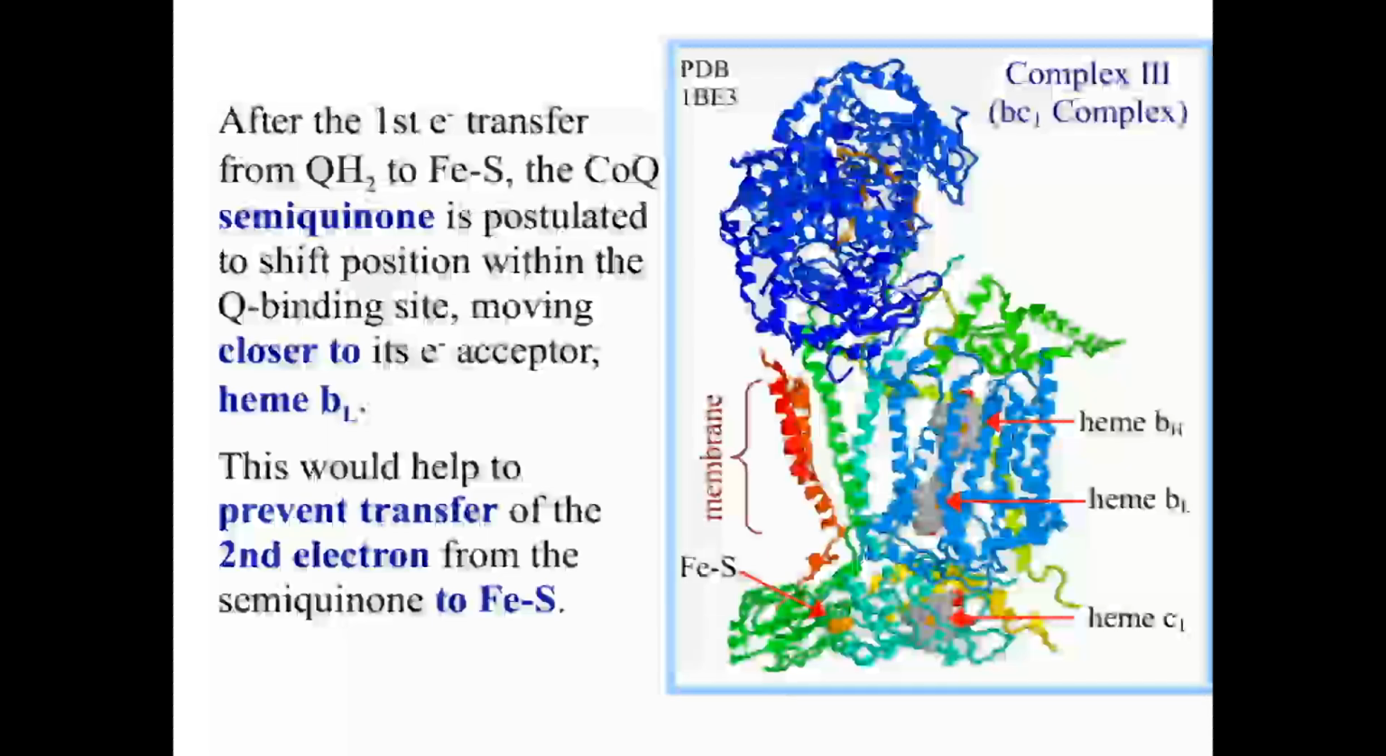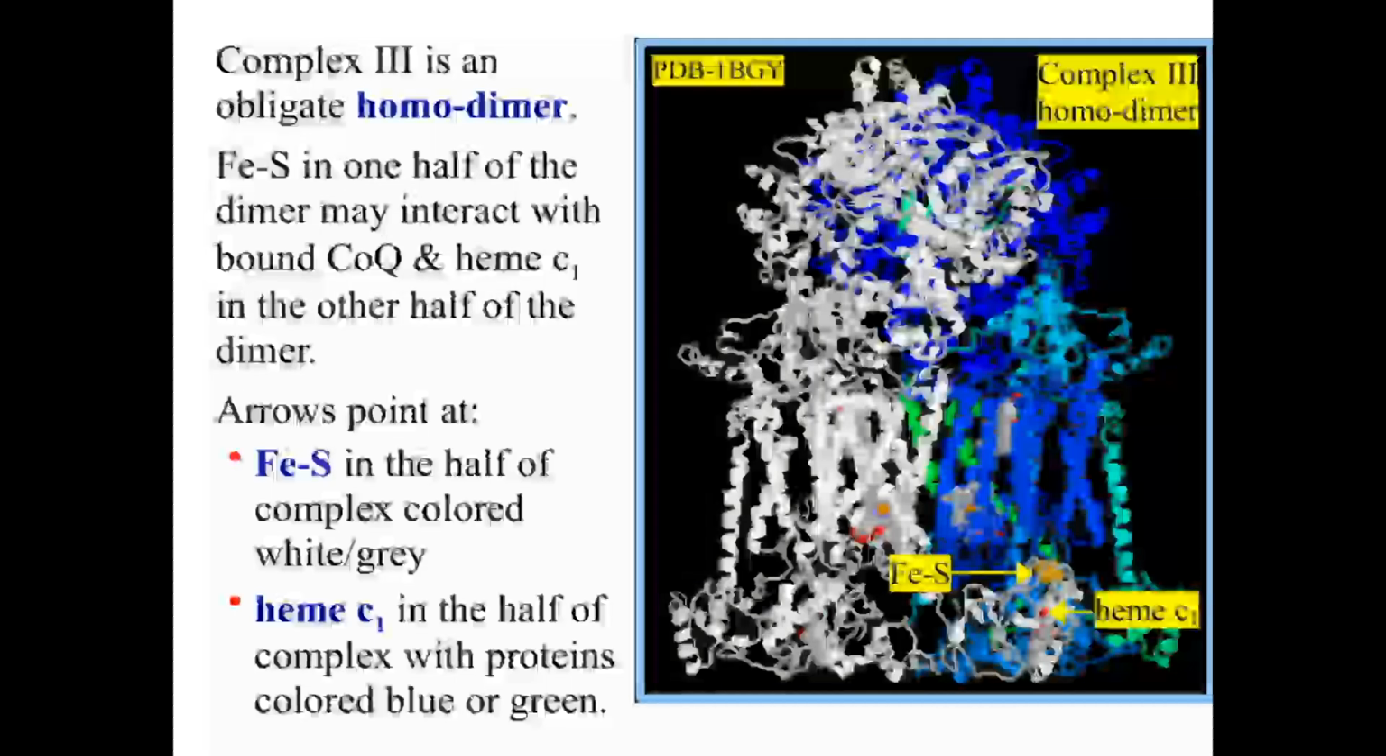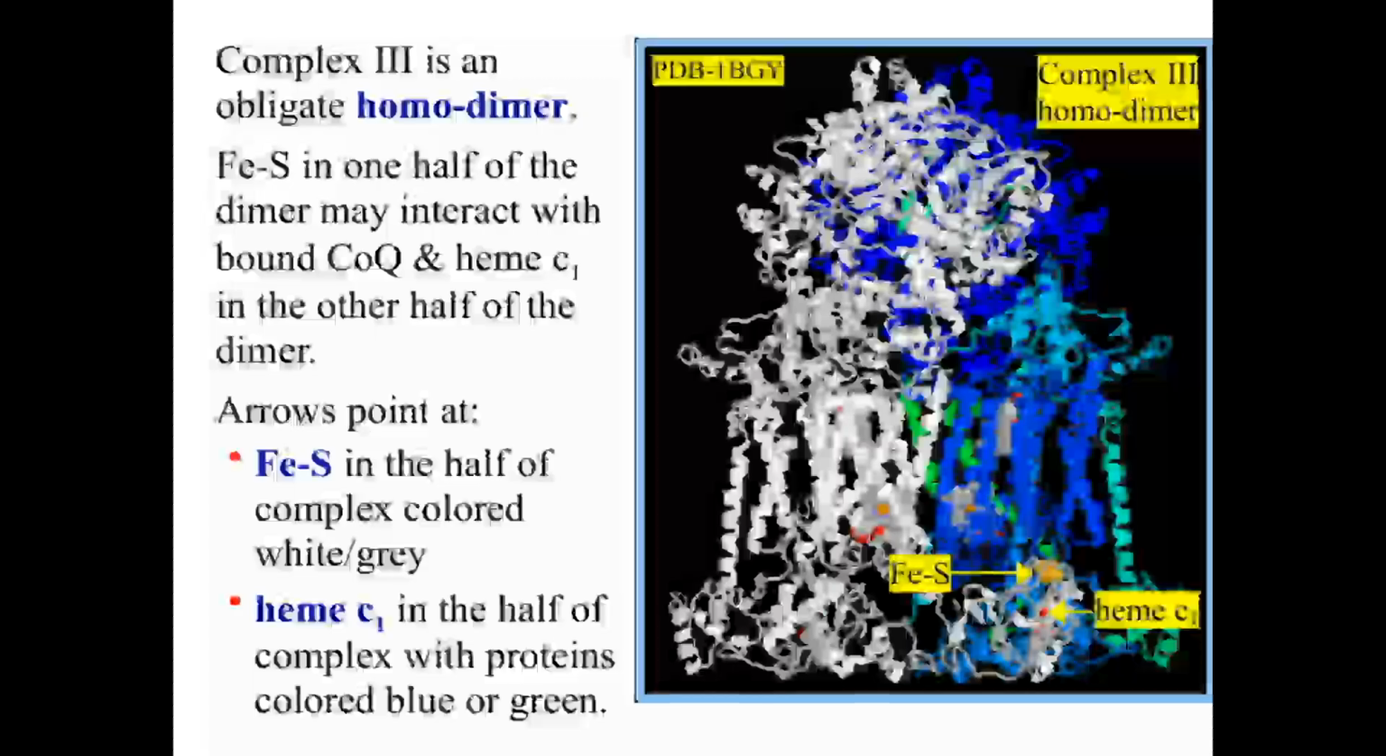Complex III is an obligate homodimer, meaning it always functions as a pair of identical subunits working together. One of the key features here is that the FES cluster in one half of the dimer can interact with molecules like CoQ and heme C1 that are bound in the other half. This crosstalk between the two halves is crucial for the electron transfer process.